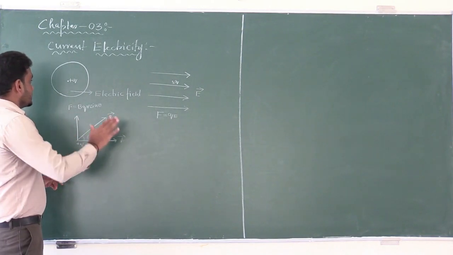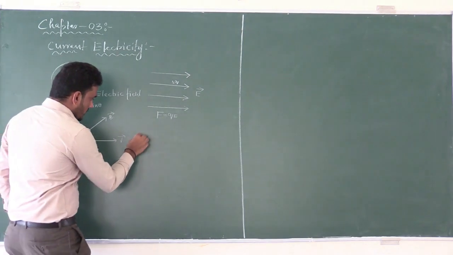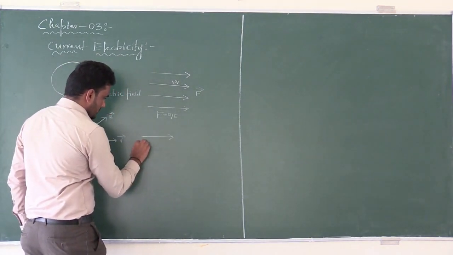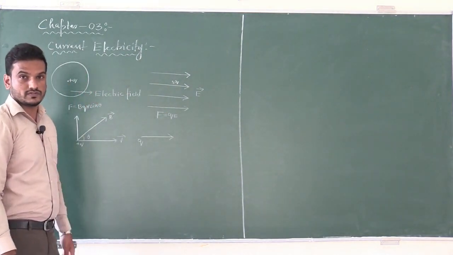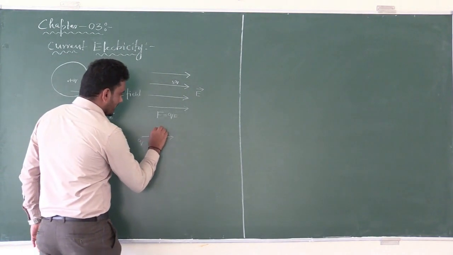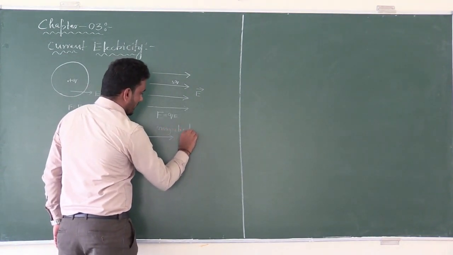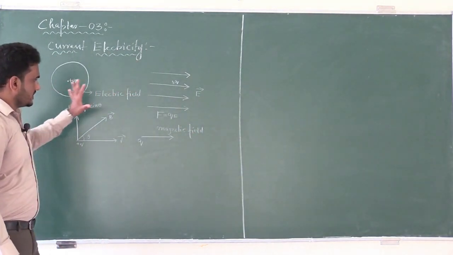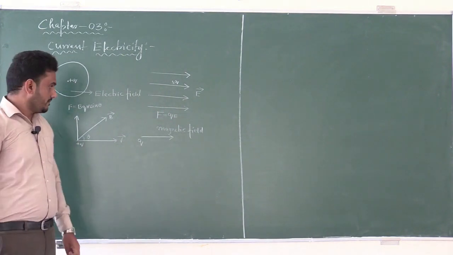When the charge is at rest, it produces an electric field. Suppose the charge is moving; when the charge starts moving, what does it produce? It produces a magnetic field. So these are the general things which we came across in the first chapter.